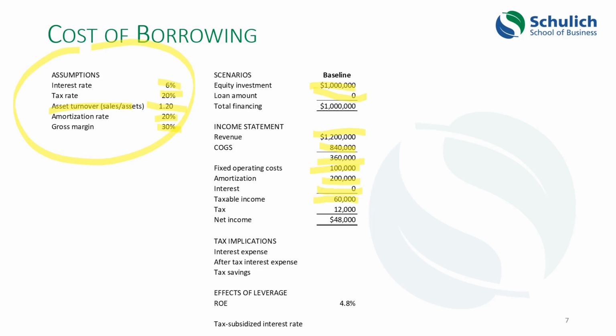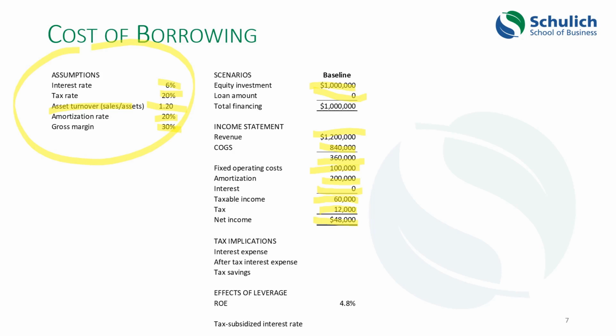The calculation is quite simple there. We got a revenue of 1.2 million, cost of goods sold of 840, leaving us gross margin of 360, minus the $100,000 and $200,000 worth of fixed operating costs and amortization, leaves us with taxable income of 60,000. And the tax on that at the tax rate that's specified of 20% is going to be $12,000. So that leaves us with a net income of $48,000. So this is the base scenario that you need to understand in order to play with the other two scenarios I'm going to show you.